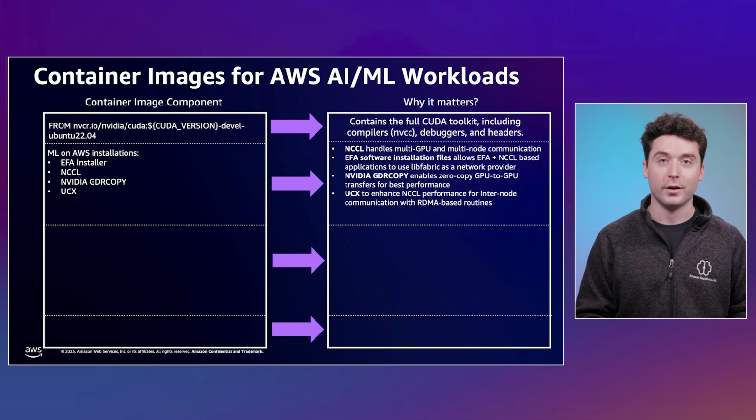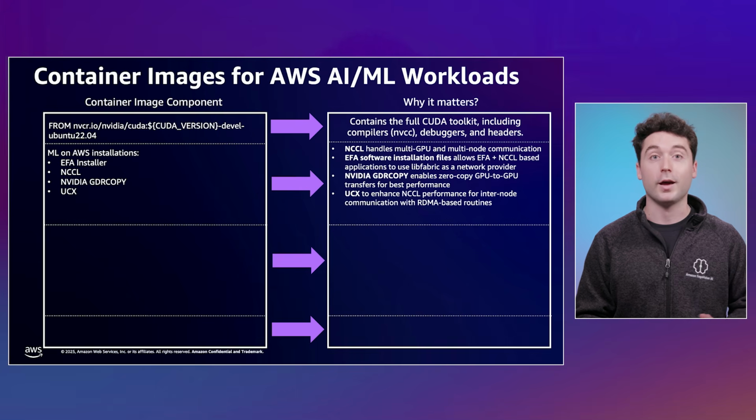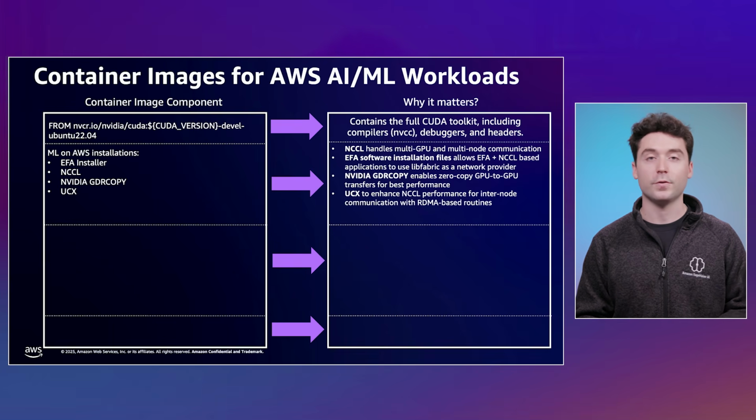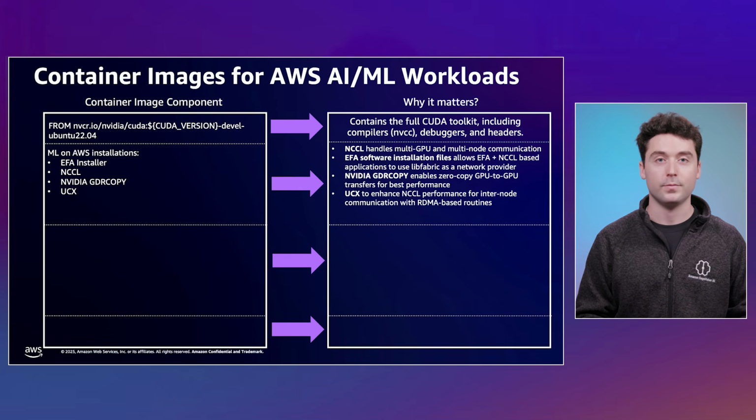And then we also have UCX. Although not needed, as NCCL has its own built-in communication methods, you can use the UCX plugin to enhance NCCL performance for inter-node communication by replacing its default transport with UCX's optimized RDMA-based routines.